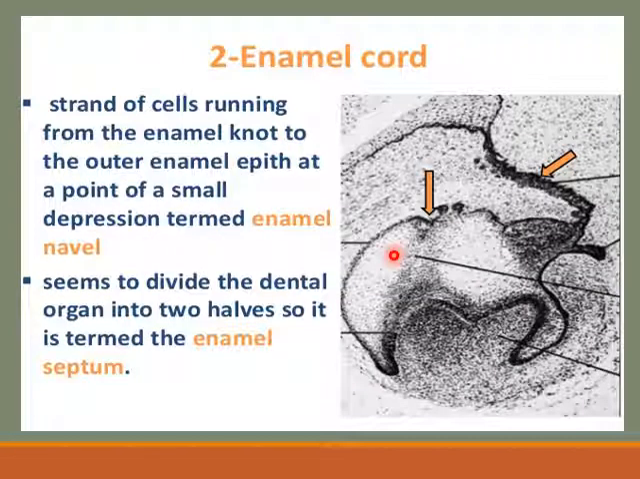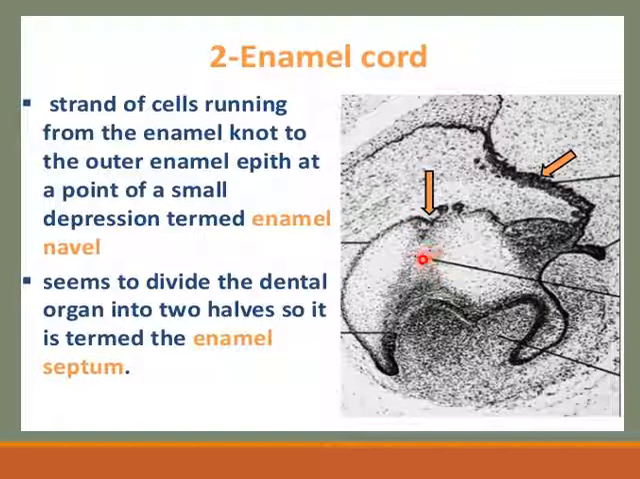The second transient structure is the enamel cord. It represents a strand of cells running from the enamel knot toward the outer enamel epithelium. The point in the outer enamel epithelium is called the enamel navel, when this enamel cord is continuous with the outer enamel epithelium.